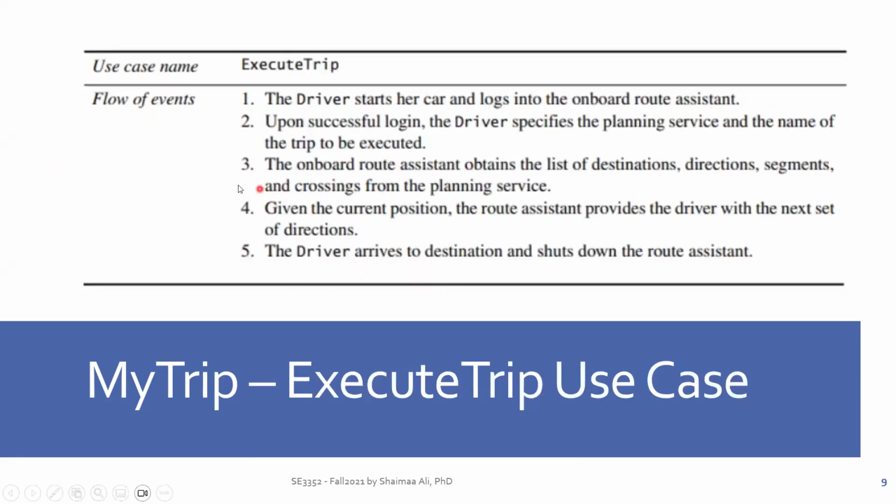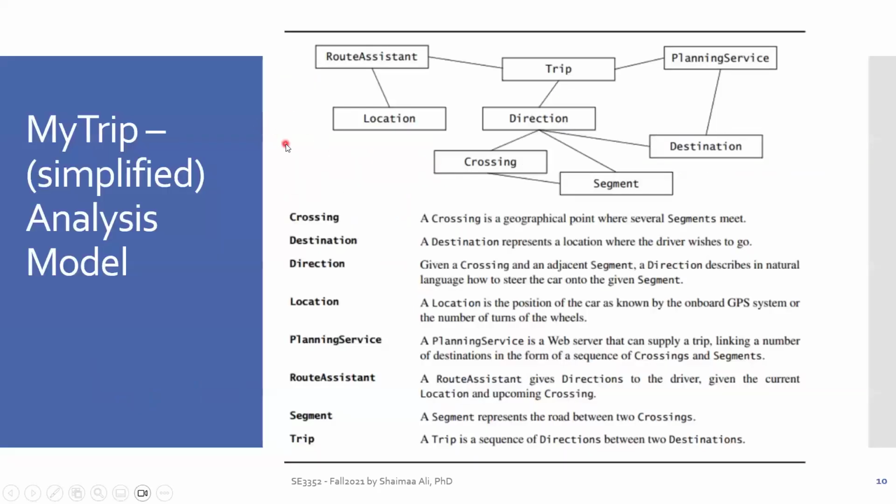Another use case that we have as part of the analysis models is called execute trip. So now we have another set of steps that are related to the main flow of that use case. So that's another model that we're going to work with. And we have a data model, a simplified data model, and a glossary that defines each of the entities that we have defined here. That's also one of the analysis models that we have.